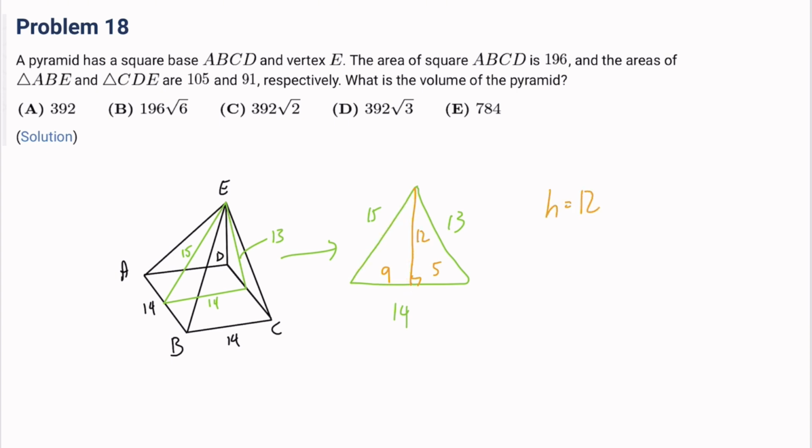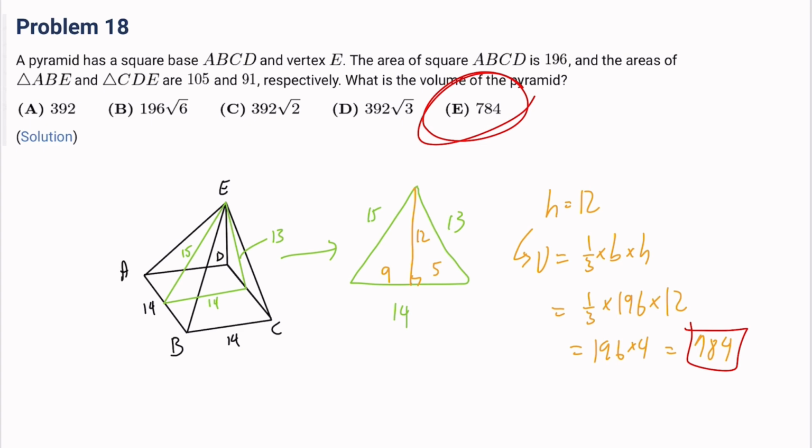Height is 12, and so the volume is equal to 1/3 times base times height, which is 1/3 times the base, 196, times height, 12. This is 196 times 4, which is 784, right? So 784 is the answer.